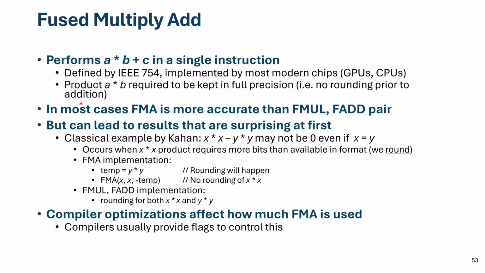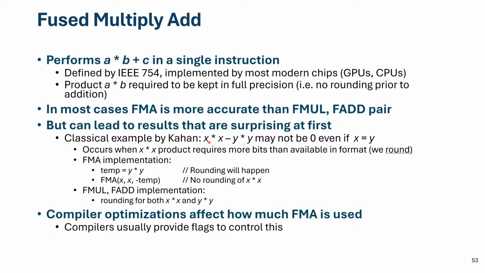So in the vast majority of cases, fused multiply-add is more accurate than a sequence of first floating point multiply, round to the destination format, and then add. But it can lead to surprising results. So again, this is an example that comes from Kahan, basically the author of IEEE 754.